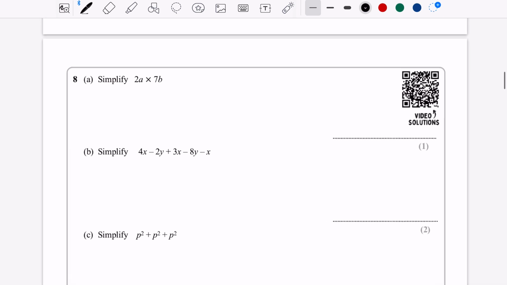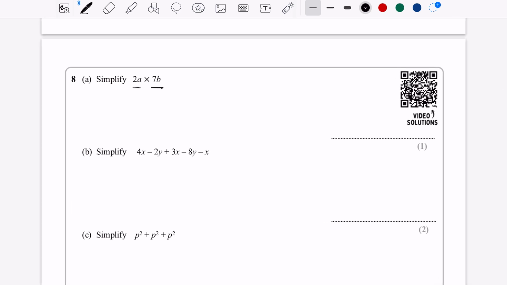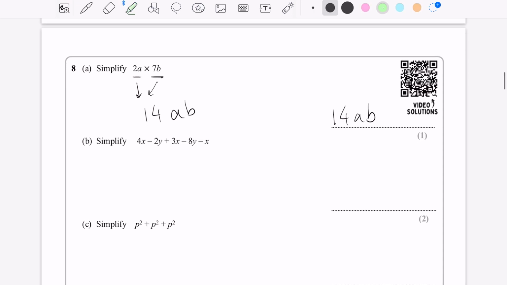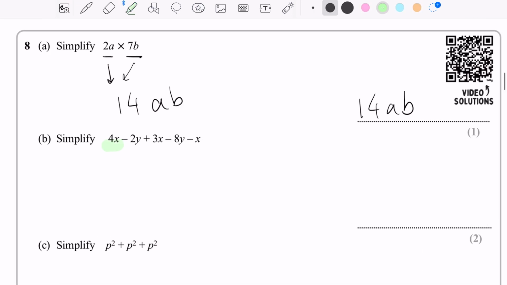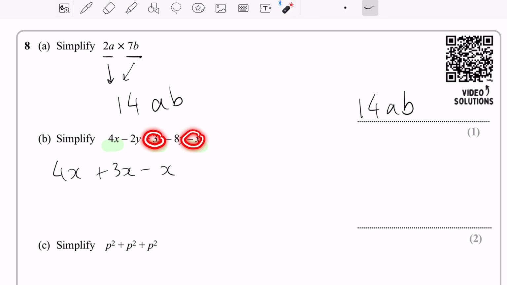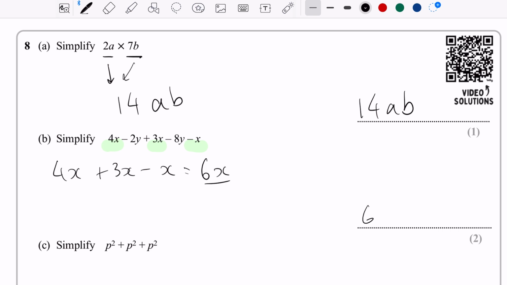Moving on, bit of algebra. 2a times 7b, well, 2 times 7 is 14, a times b is ab, so 14ab, alright. Simplifying this, so let's put all the x's together first. Okay, so we've got 4x plus 3x minus x, alright. Notice the signs that are attached to them. So we've got 4 plus 3 is 7, minus 1 is 6x. That's 1 mark for just having 6x.